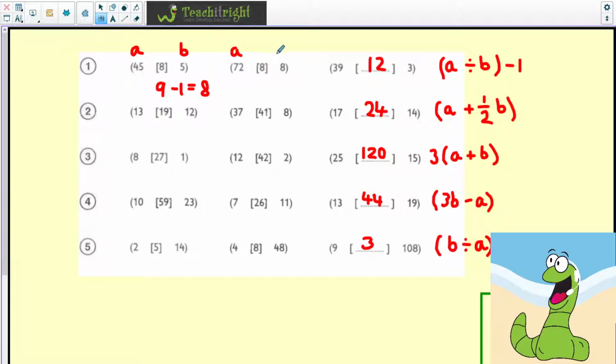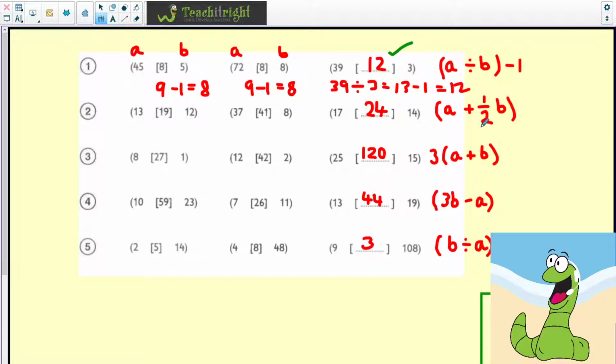72 divided by 8, of course, gives me 9. And then if I take away 1, then I get 8 again. It's unusual sometimes that you get the same number in the middle, but it just happens that they've done that here. And then on R1, if we do 39 divided by 3, well, of course, we get 13. And then what we do is we take 1 away to give us 12. So the answer is 12.